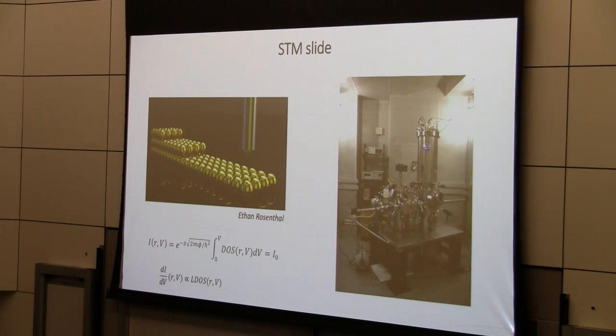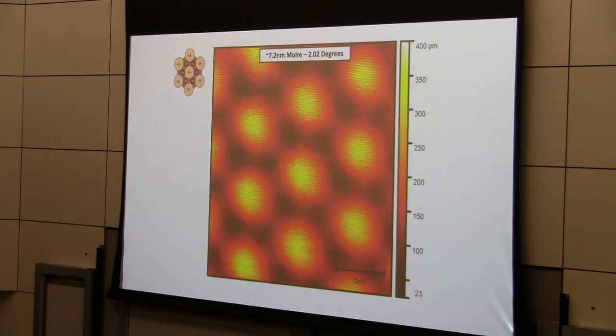And so here's a picture of my poor instrument at Columbia. So here is a picture of twisted bilayer graphene in the STM in my lab. This particular sample is not at the magic angle, so this is at 2.02 degrees, which is slightly larger than the magic angle. And I want to first take you through this before I show you what the magic angle looks like. What you see here is contrast, and this contrast refers to how high the tip is above the sample. And you see that there are regions where the tip is higher, so these are buckled upwards, and there are regions where it's depressed, so the tip is lower down, closer to the surface.